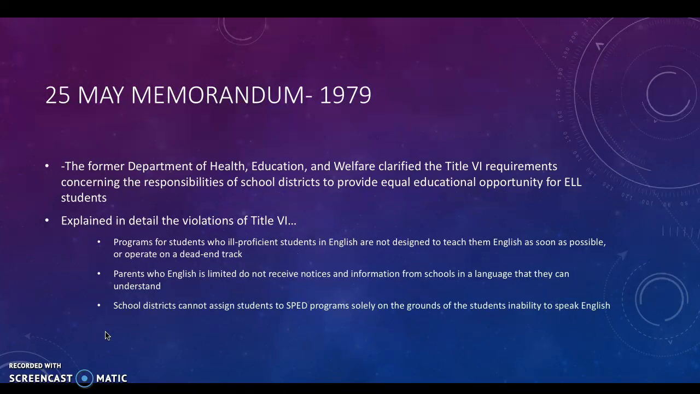Then, in 1979, came the 25 May Memorandum. On the 25th of May of 1979, the Department of Health, Education, and Welfare clarified the Title VI requirements concerning the responsibility of school districts to provide equal educational opportunity to English language learners. This explained in detail the violations of Title VI that could happen. Some violations concerned with this memo are as follows.